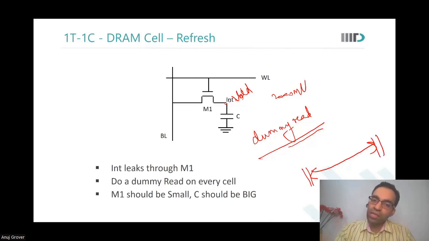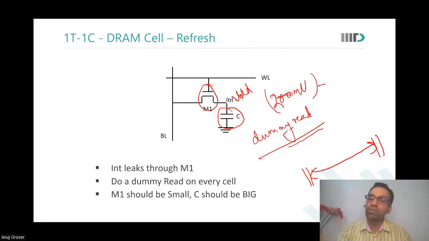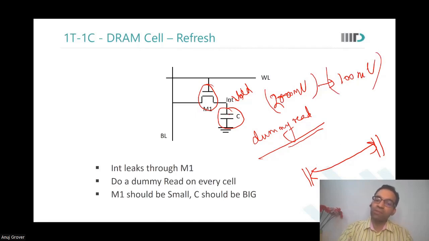For this, you need to reduce the leakage of the INT node. To reduce the leakage of the INT node, there are two ways. First, keep M1 very small. Second, even if you are able to keep M1 small, keep C as big as possible, so that even if some charge leaks out, the dip in the voltage level is not very significant. Instead of 200 millivolts, only a 100 millivolt dip is coming. So now you can double the interval between two refresh cycles.